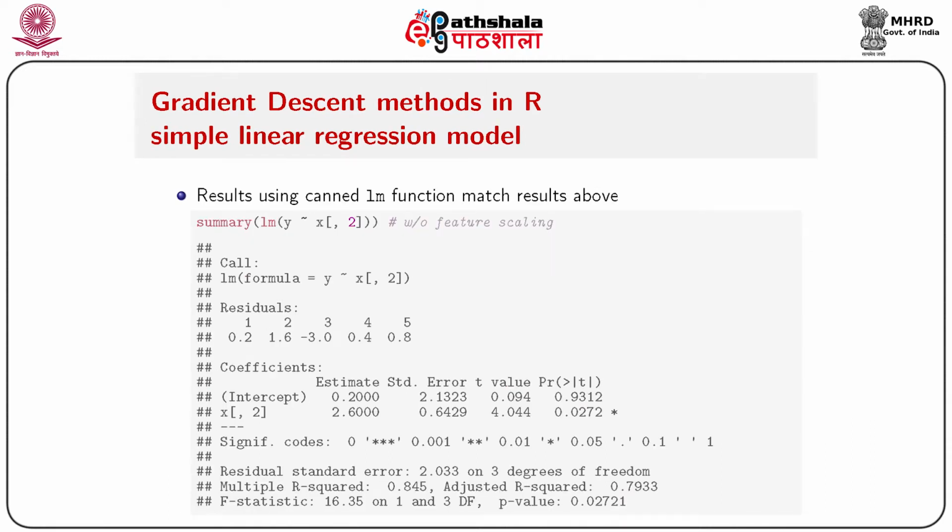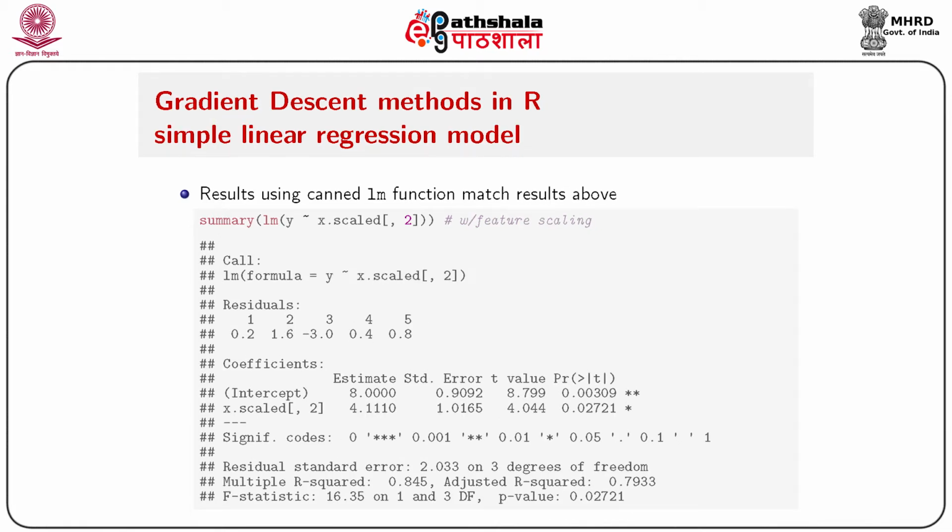So we can simply fit the linear model to compare. We use the lm function first for the unscaled variable, and these are the results of the unscaled data with the lm function: the x estimate is around 2.6 and the intercept is 0.2. So beta is 2.6, alpha is 0.20. Again for the scaled values, the intercept is 8 and the beta value is 4.11.